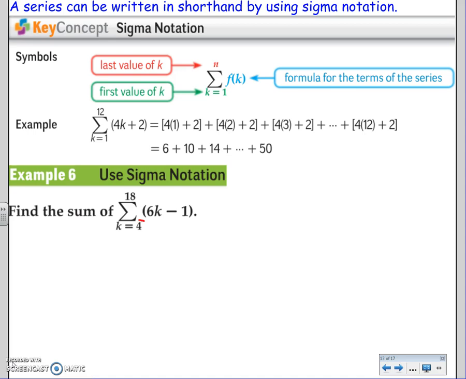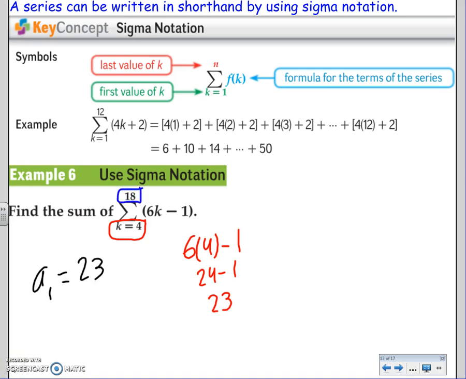So first value is 4, I'm plugging 4 into k. So 6 times 4 minus 1, 24 minus 1, that's 23. That is our first term, that's a sub 1. So a sub 1 is 23. Now I'm going to find our last term, a sub n, which is 18, plug in 18 for k. 6 times 18 minus 1, that is 108 minus 1, that makes 107. Next we need n, the number of terms there are. So we know a sub n is 107.